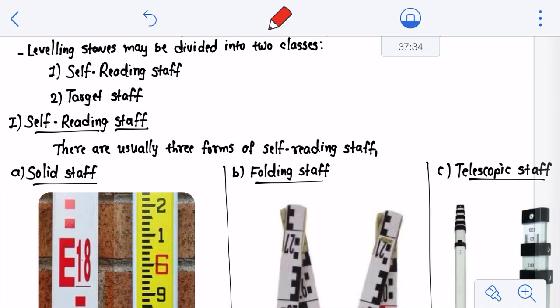Now this is very simple to understand. A self-reading staff is the one which can be read directly by the instrument man through the telescope, and the target staff on the other hand contains a moving target against which the reading is taken by a staff man and not the instrument man, right? That's the difference between the self-reading staff and the target staff, right?